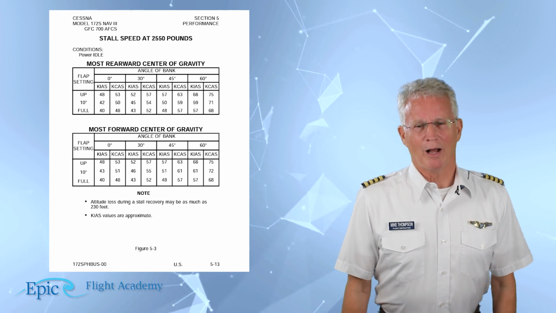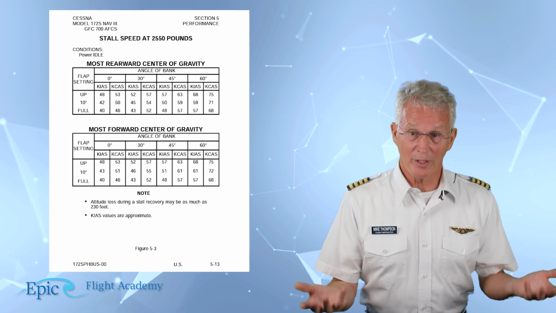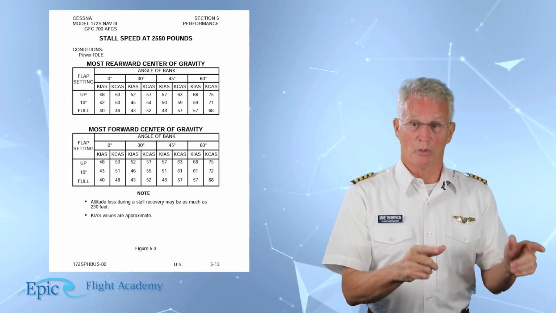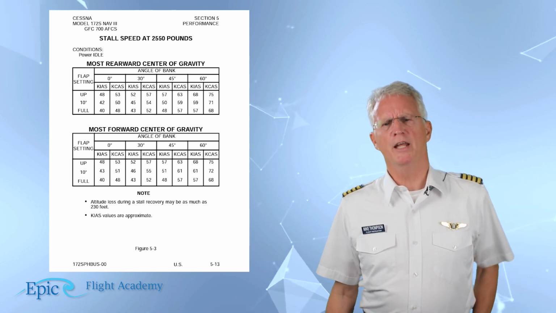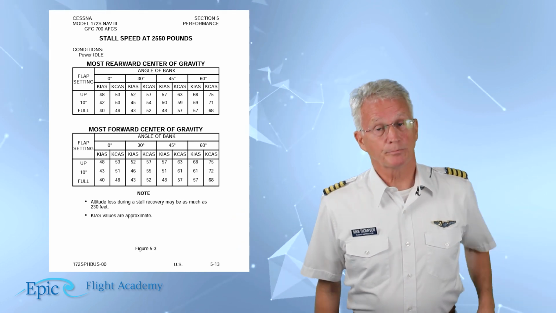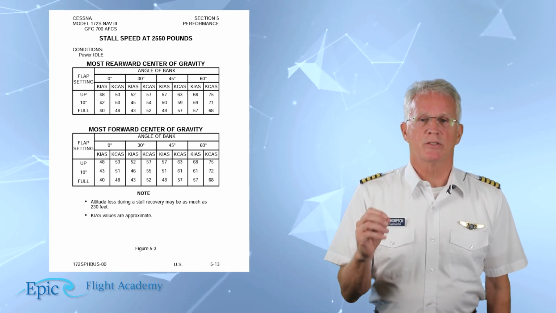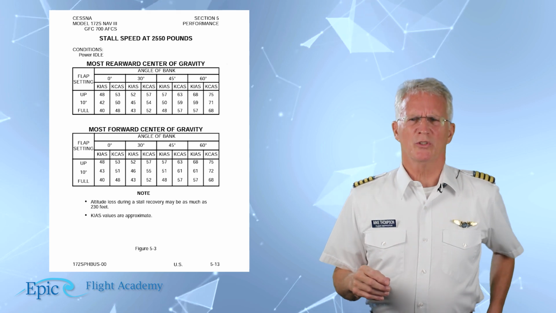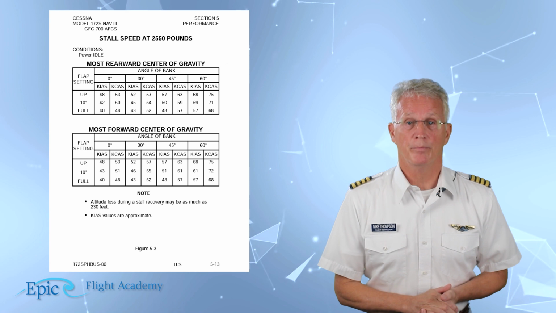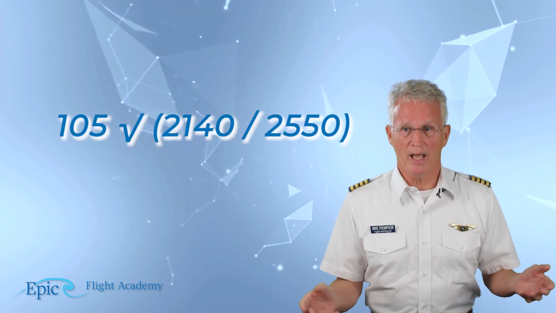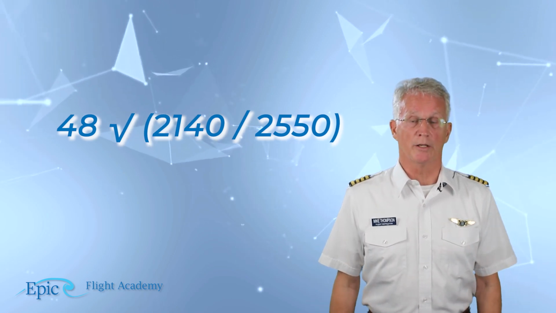Well, what if we're out flying and we're actually supporting 2,140 pounds at the most rearward CG with flaps up and 0 degrees of bank angle? What then? Well, what we can do is take the exact same formula. Will it still stall at 48 knots indicated? Well, let's do the math. Instead of 105 for VA, let's plug in 48 for VS. And here's what the formula looks like.